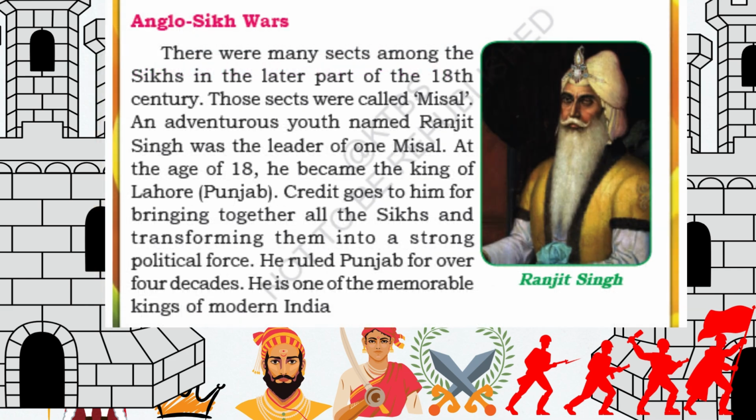Anglo-Sikh Wars. There were many sects among the Sikhs in the later part of the 18th century. Those sects were called Misl. An adventurous youth named Ranjit Singh was the leader of one Misl. At the age of 18, he became the king of Lahore, Punjab. Credit goes to him for bringing together all the Sikhs and transforming them into a strong political force. He ruled Punjab for over 4 decades. He is one of the memorable kings of modern India.